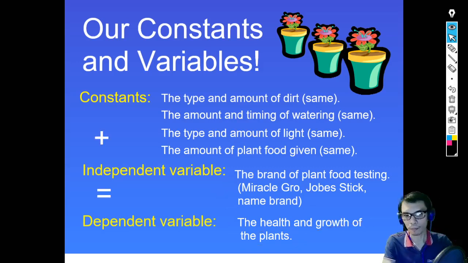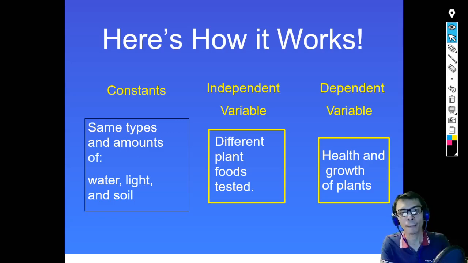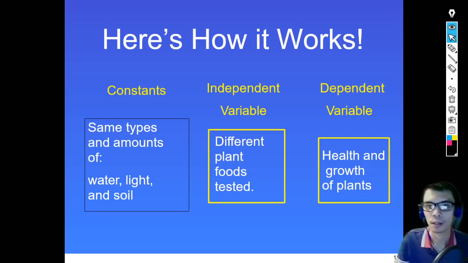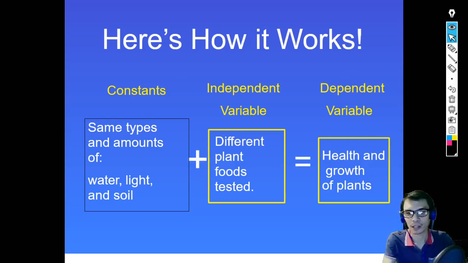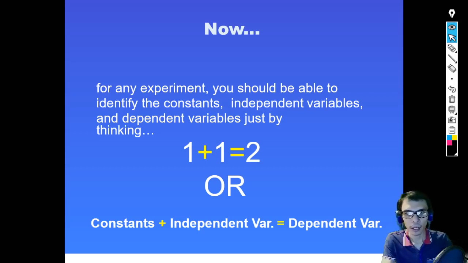Okay, so next one. In constants, we have the same types of amount and so on and so forth. So this is the summary of everything that we have encountered earlier. Later on, we will have a working example of this.